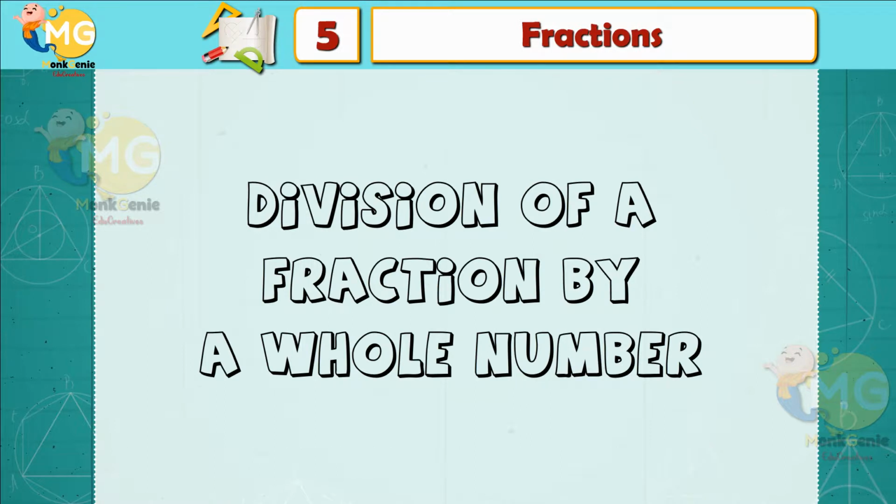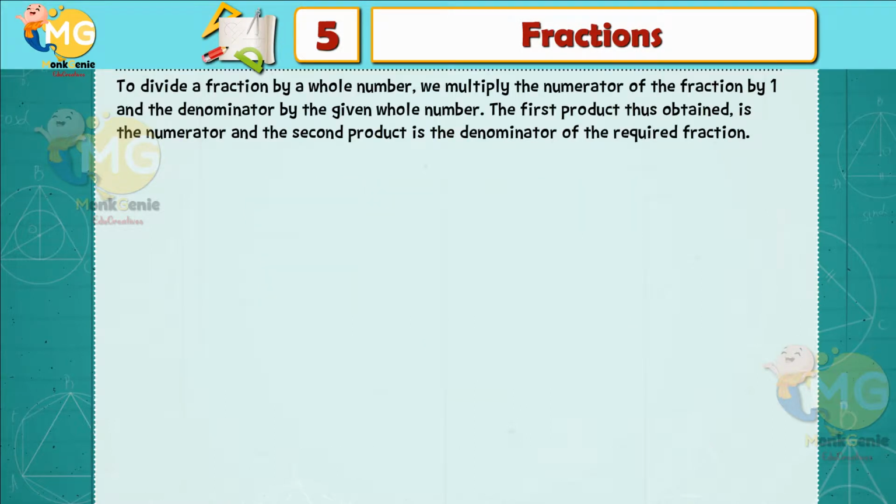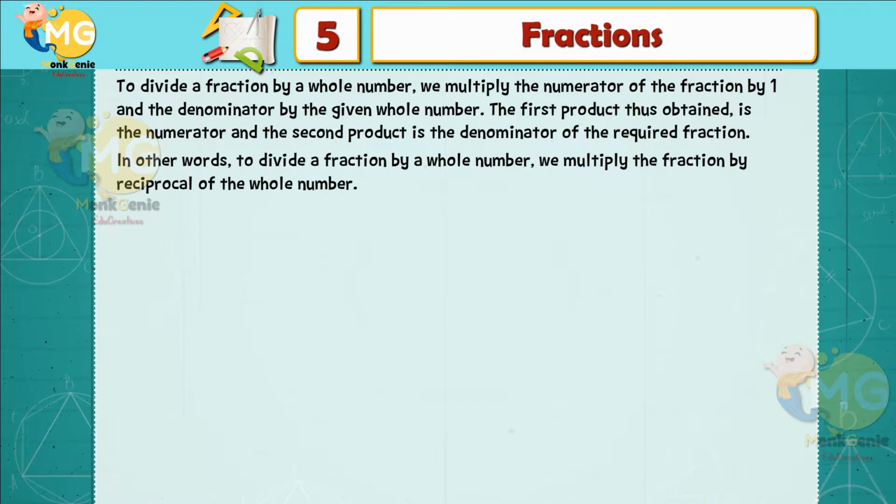Division of a fraction by a whole number. To divide a fraction by a whole number, we multiply the numerator of the fraction by 1 and the denominator by the given whole number. The first product thus obtained is the numerator and the second product is the denominator of the required fraction. In other words, to divide a fraction by a whole number, we multiply the fraction by the reciprocal of the whole number. Example, divide 1/2 by 4.